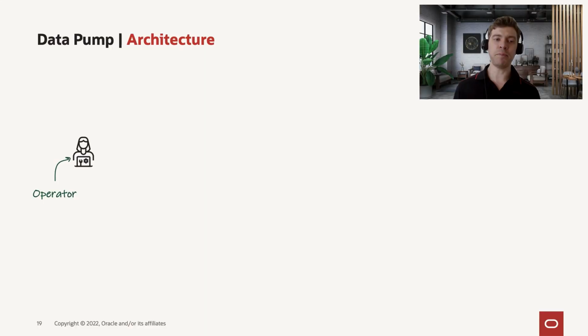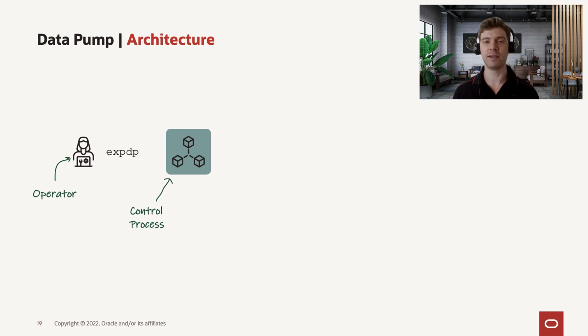Thank you, Daniel. Now let's talk about the Data Pump architecture. So in the Data Pump architecture, we have the operator who is going to call the expdp command. When this command is called, the first thing that's created is what we call the control process. The control process is like the brain of the Data Pump job execution.